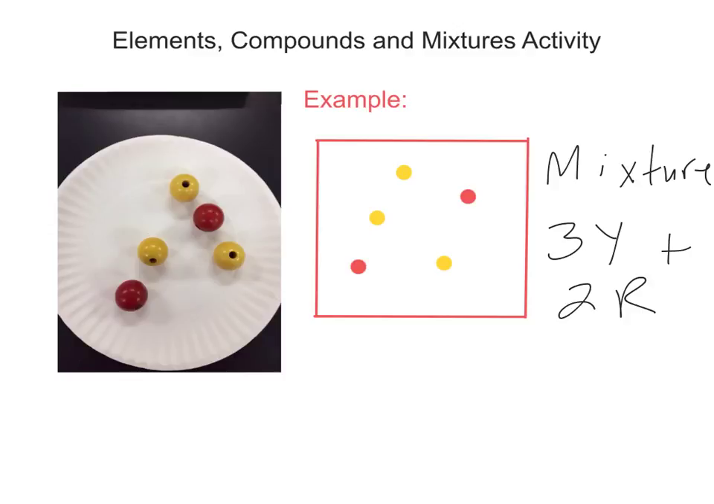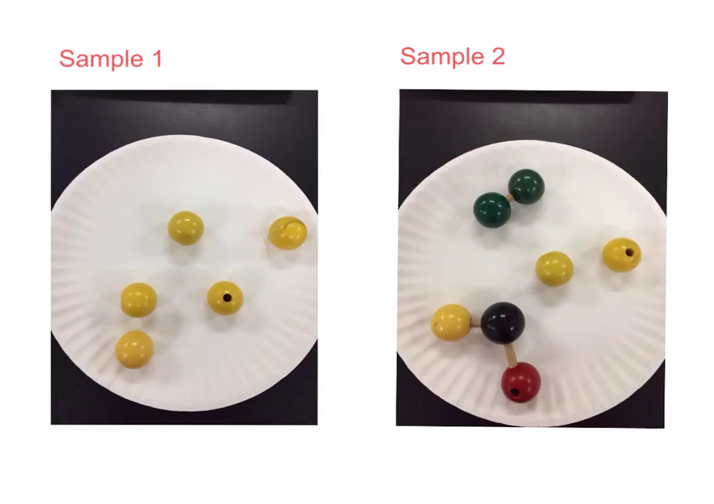You can pause this as you need to determine first what the drawing is, and then if it's an element, compound, or mixture, and then after that what the formulas are for all of the substances in that particular sample. Okay, so alright, we have sample 1 and sample 2. So take a minute, pause if you need to, and determine first what the drawing should look like, second if it's an element, compound, or mixture, and third write the formulas for what you see in each sample. Pause if you need to, and then move on to the next one.